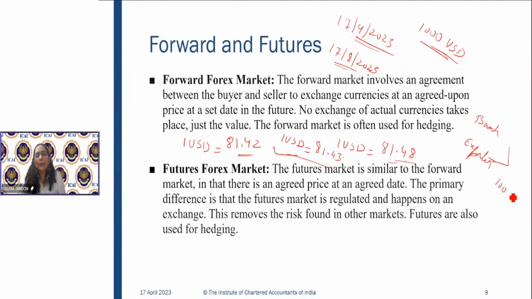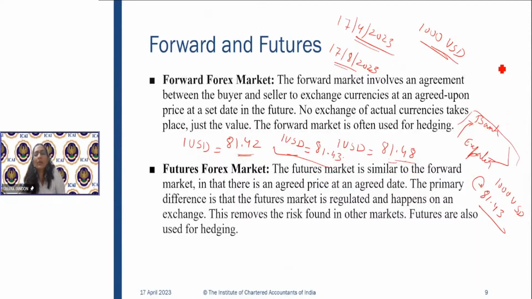4,000 USD at the rate of 81.43. And the deal is freezed. Deal is freezed. On 17th of August, when this exporter will go to the bank, the bank will give him or her 81.43 into 1,000 USD rupees.